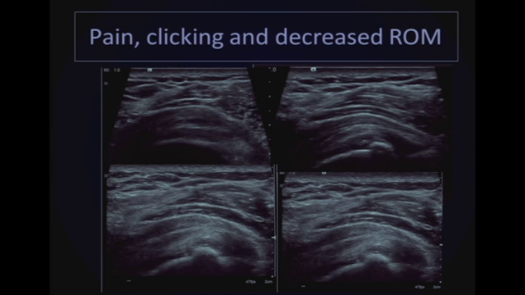Now, what about this case? This patient presents with pain, clicking, and decreased range of motion. I show several pictures because sometimes one doesn't show all the detail. But let's do some layer inventory. Let's look at this picture. These are the transverse and long axis views of the supraspinatus tendon. We're looking at skin and subcutaneous fat. We have the deltoid muscle.